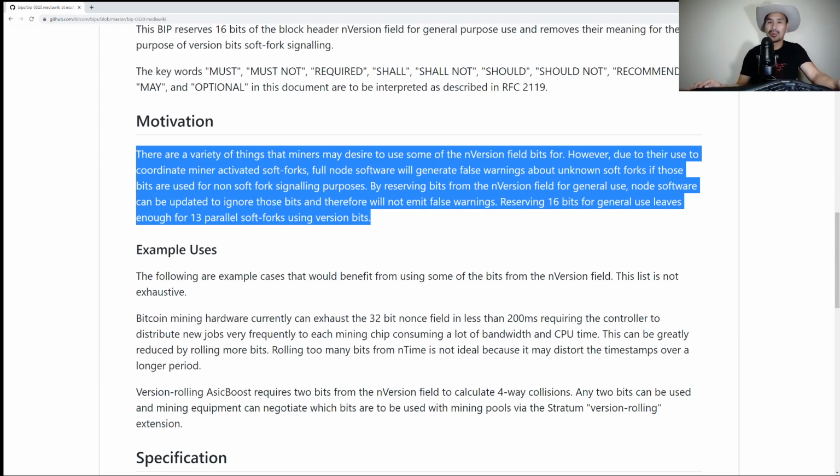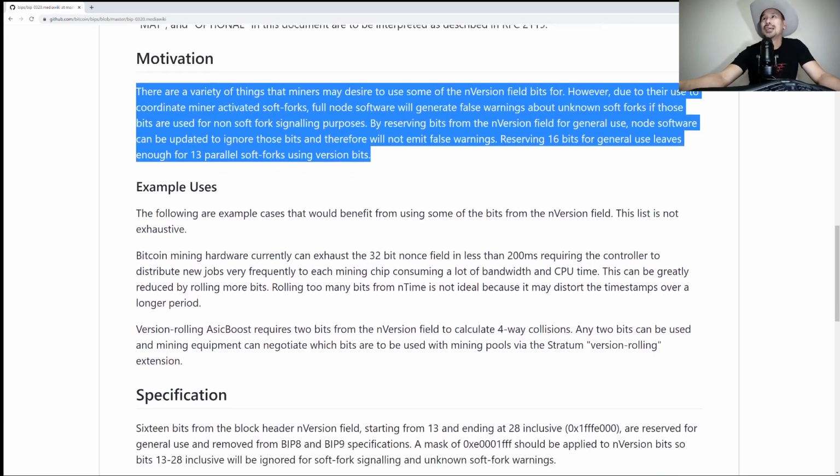So, in other words, there's 29 bits, 16 of them are reserved for miners to use for overt ASICBoost, and the other 13 allow you to still have 13 parallel soft forks going at the same time. We haven't really had more than like 2, so 13 should be plenty. Example uses.